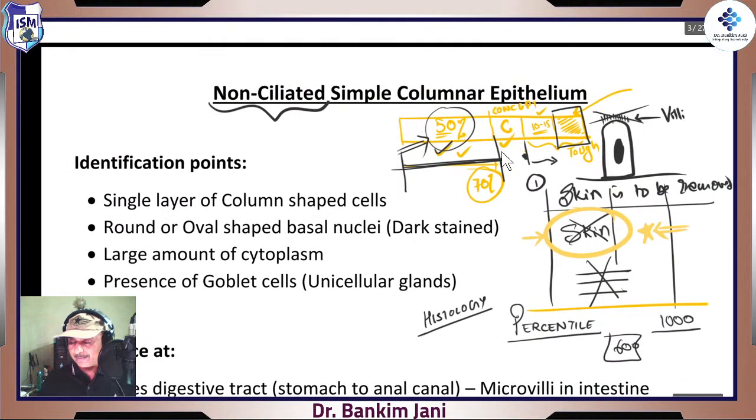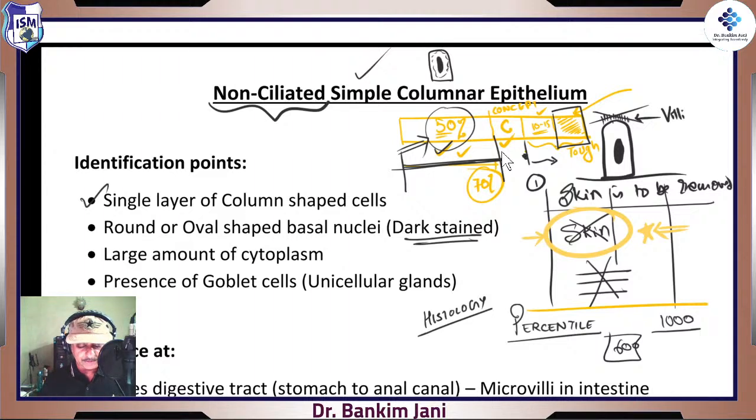Okay, so chalo, let's start with simple columnar. Simple means it is one layer. Columnar, yes, this would be the shape. And we have already discussed that the nucleus would be elongated. So here it is: a single layer of columnar shaped cells. Round or oval shaped basal nuclei, which are dark stained. Large amount of cytoplasm, obviously, because the cells are big.